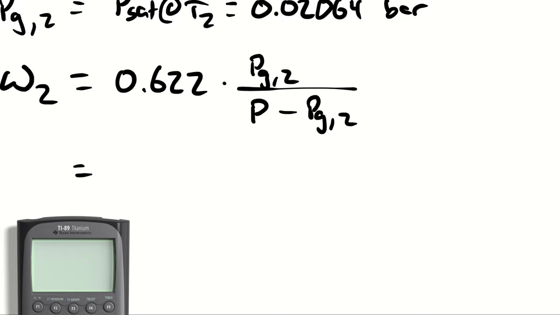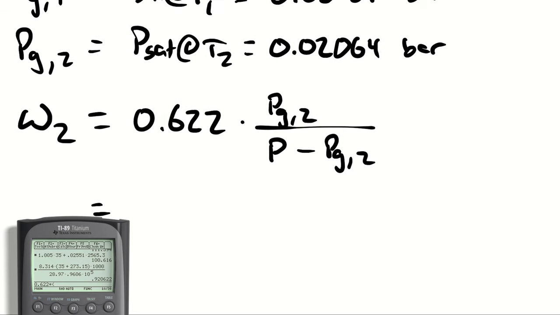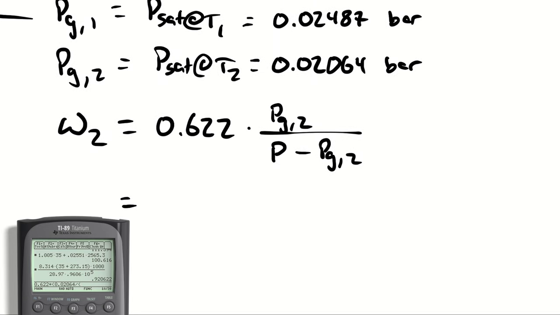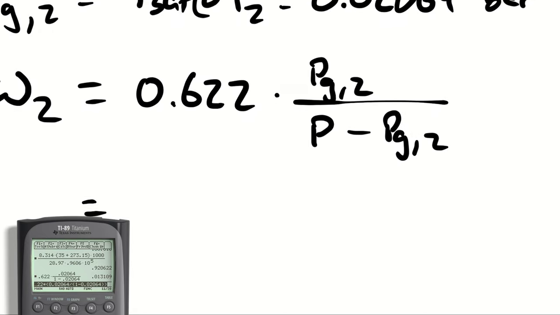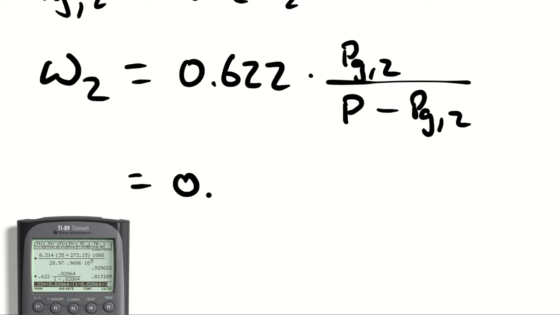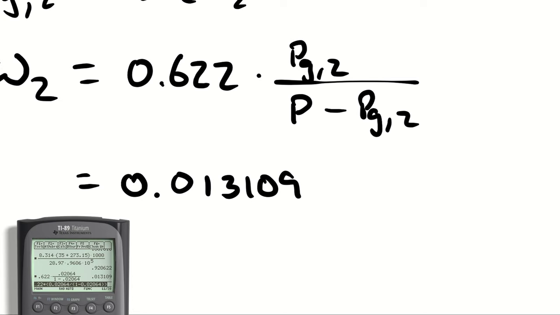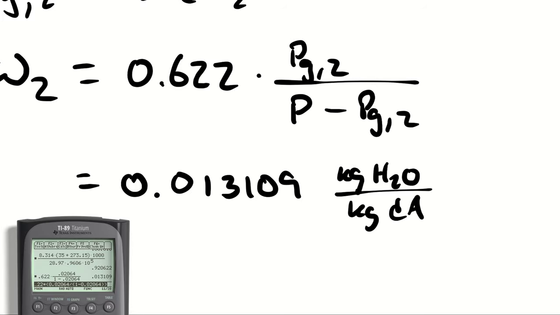So we'll pop up our calculator. We will type 0.622 times PG at state 2, divided by the total pressure at state 2, which was 100 kilopascals, which is 1 bar, minus PG in state 2, which is 0.02064. And we get a humidity ratio at state 2 of 0.013109. And remember, that's kilograms of water per kilogram of dry air.